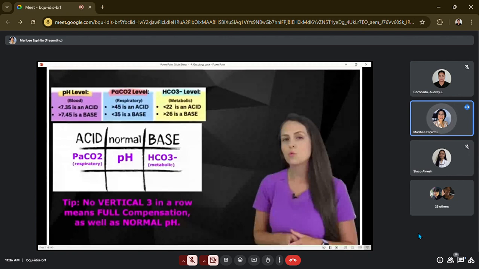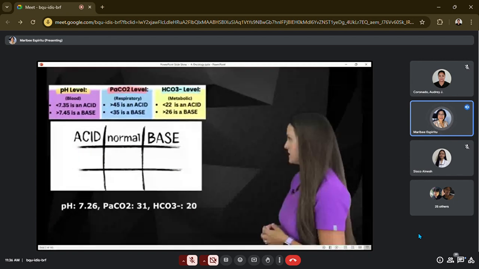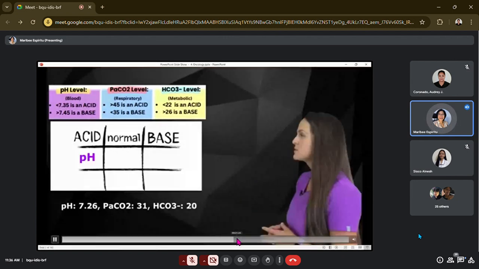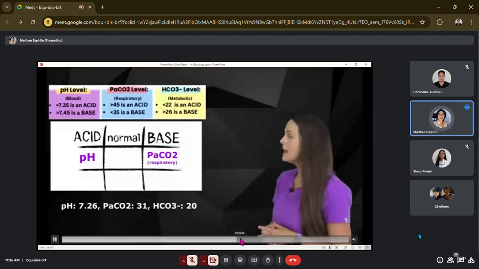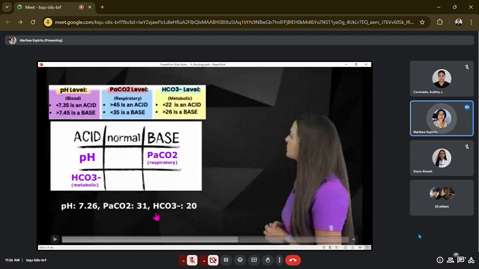So this column says a patient has the following ABGs: a pH of 7.26, PaCO2 of 31, and an HCO3 of 20. So very first thing we want to do is set up that tic-tac-toe for that blood pH. It was 7.26, and when we interpret that, that is going to go under acid. Given pH is 7.26, that's below 7.35. Therefore, the pH is acidic.